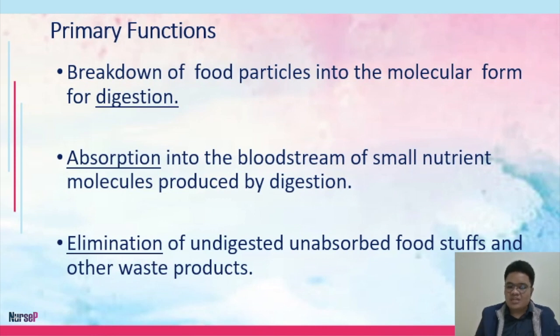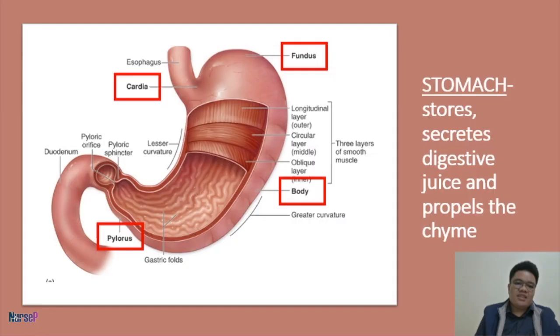Next, elimination. So take note, what is being eliminated is undigested, unabsorbed foodstuff and other waste products. We have your stomach. Your stomach is the one that stores, secretes digestive juices, and propels the chyme. Okay, so your chyme, when I talk about chyme, it is a partially digested food mixed with gastric secretions. So your chyme, once it progresses towards your gastrointestinal tract, would become your stool or feces later on.